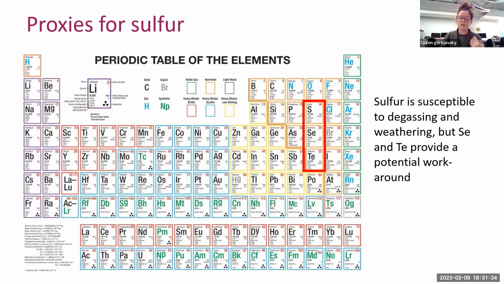So when we're looking at subduction zone magmas, we typically don't see much sulfur because it's kind of popped away somewhere. Potentially, because selenium and tellurium are also group 16 elements on the periodic table, they should show similar chemical affinities and behavior to sulfur. Therefore, selenium and tellurium could be good workaround or proxy elements to monitor the behavior of sulfur.